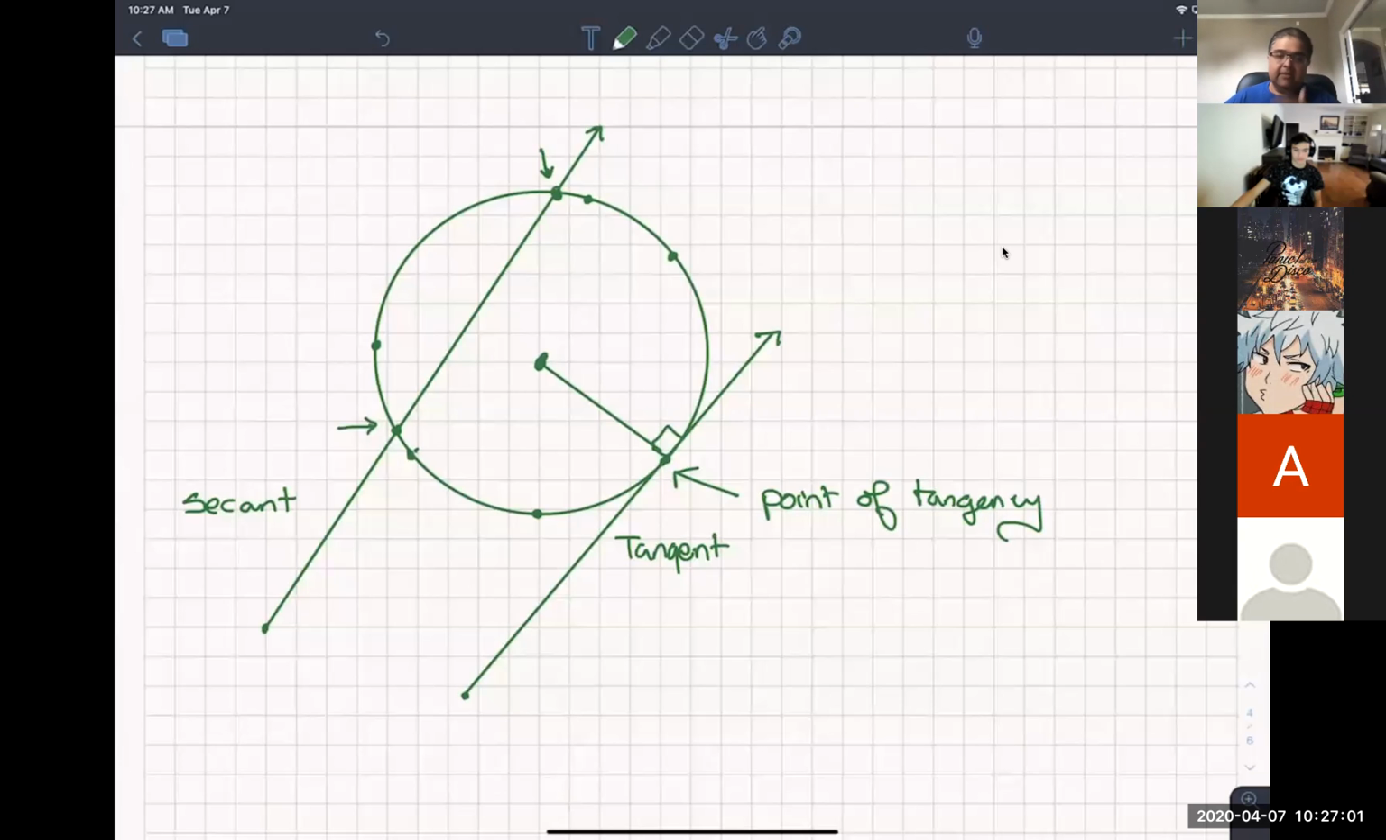Okay, and that's all it is. So where the tangent intersects is called the point of tangency, and the radius and diameter are perpendicular to the tangent at that point. Any questions?